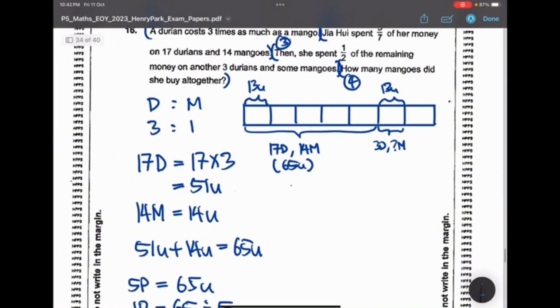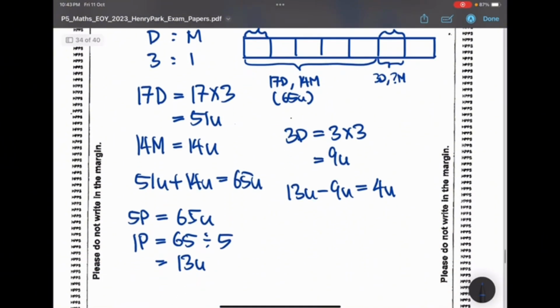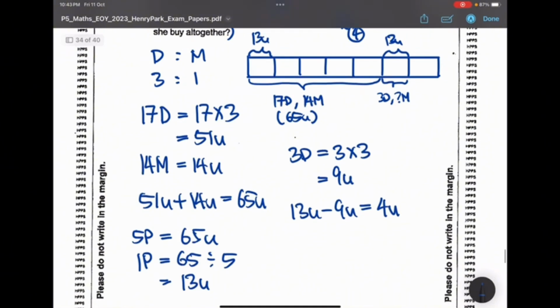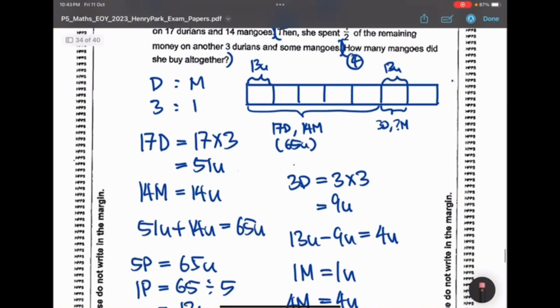And then now let's find out what 3 durians is in terms of units. So 3 durians is just 3 times 3, and that would give me 9 units. So if I have 13 units over there, 13 units minus 9 units would simply give me 4 units. So now I know the amount of mangoes that she bought with half of the remaining money is a total of 4 units. And how many mangoes can you buy with 4 units? If 1 mango equals 1 unit, which is what we established over here, 4 mangoes is what you can get with 4 units.